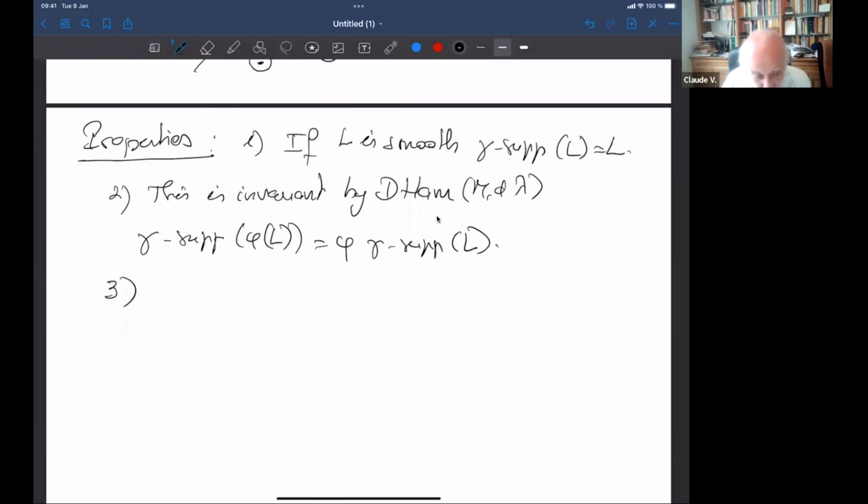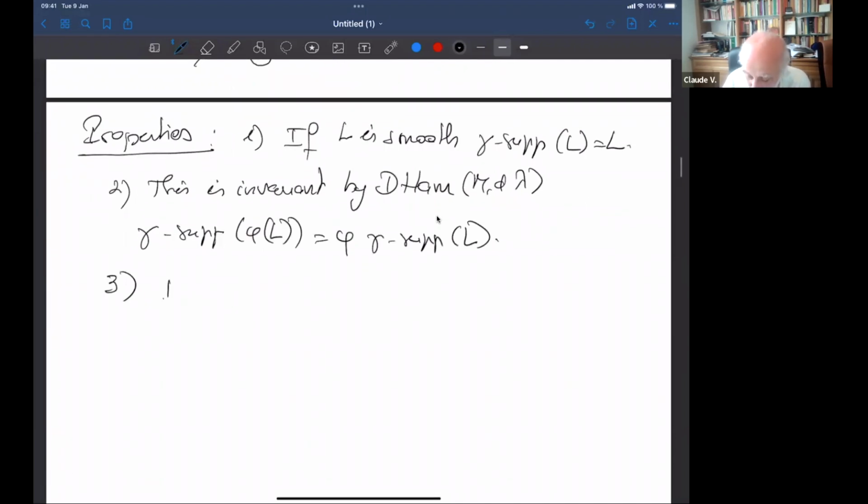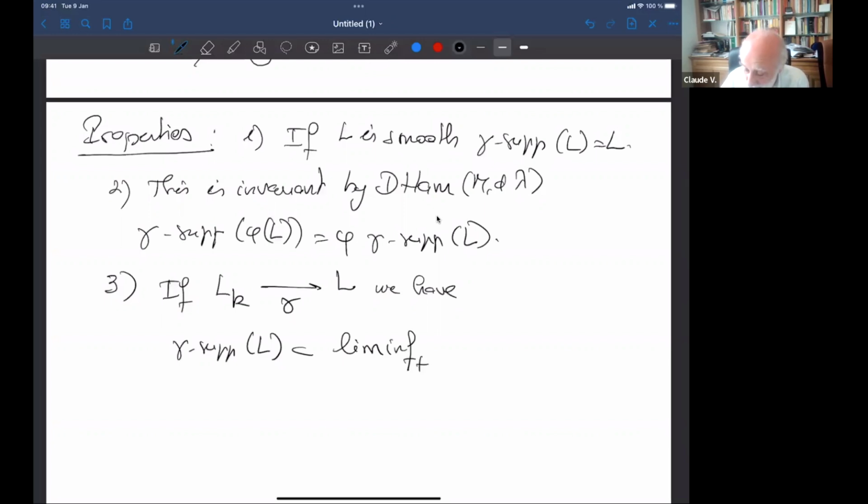And then there's some Hausdorff lower semi-continuity, which is that if Lk gamma converges to L, then we have that the gamma support of L is a subset of the lim inf, the lim inf for Hausdorff topology of the gamma supports of the Lk.